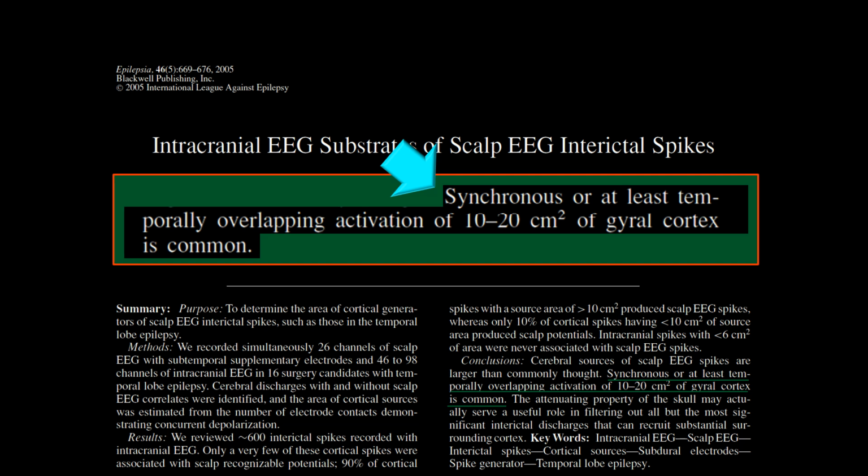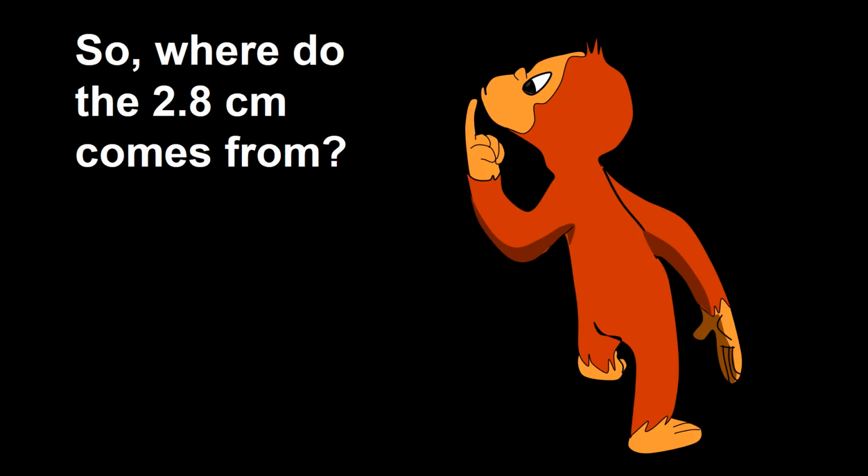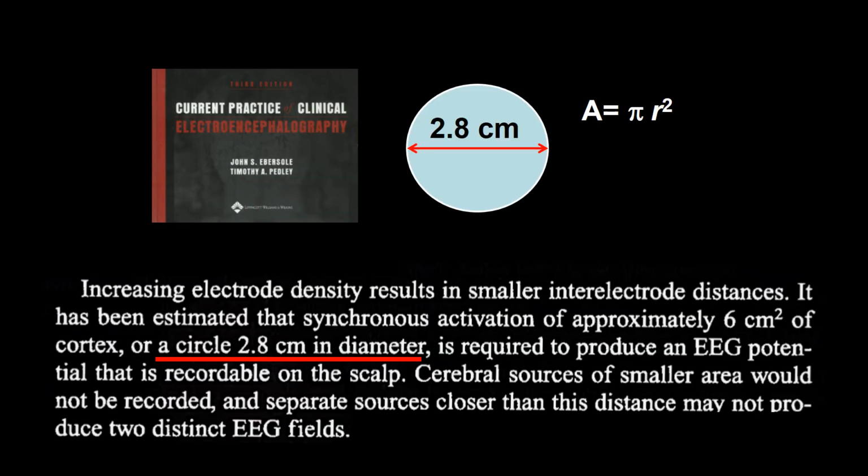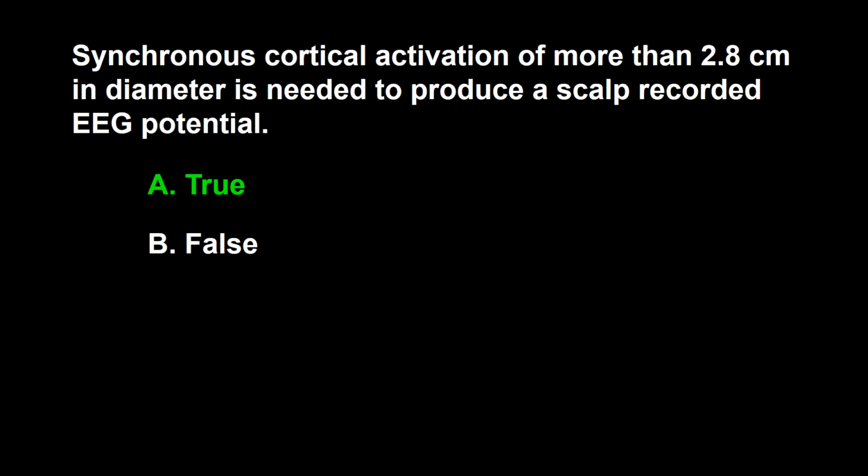This area must be in the order of 10 to 20 square centimeters. So where do the 2.8 centimeters come from? From this book, from this paragraph, and from the fact that a circle with a diameter of 2.8 centimeters has an area of about 6 square centimeters. So the answer to this question is A.